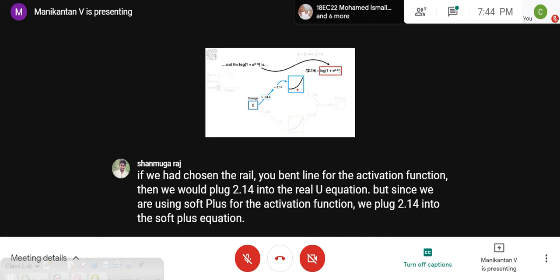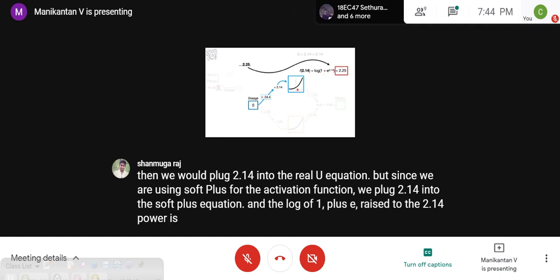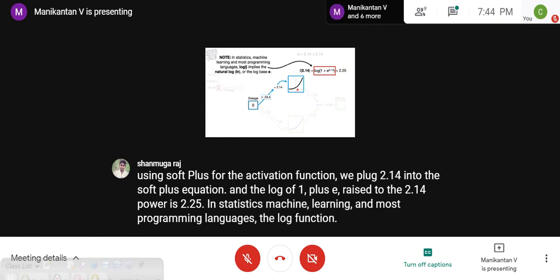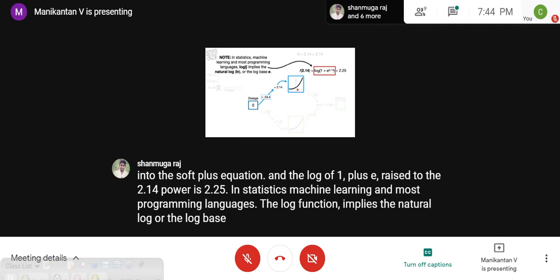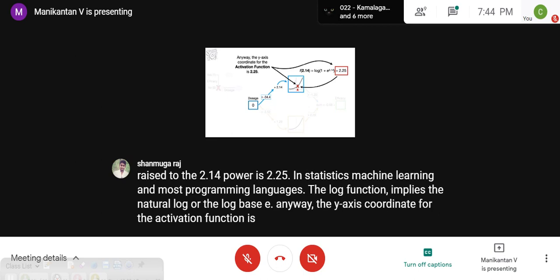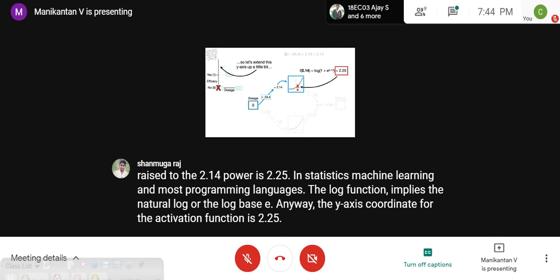But since we are using soft plus for the activation function, we plug 2.14 into the soft plus equation. And the log of 1 plus e raised to the 2.14 power is 2.25. Note, in statistics, machine learning, and most programming languages, the log function implies the natural log, or the log base e. Anyway, the y-axis coordinate for the activation function is 2.25.